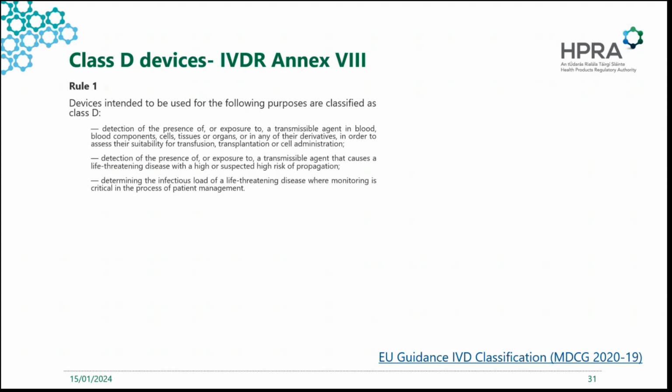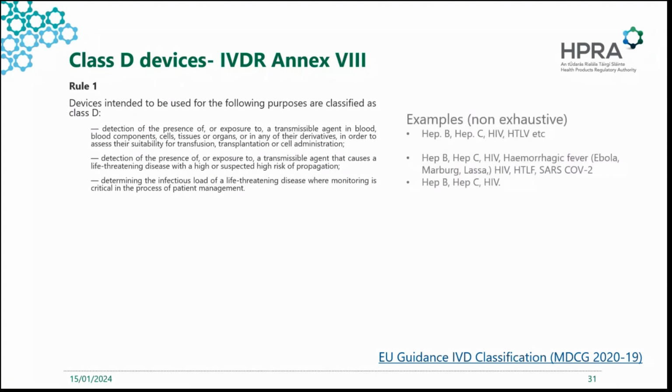The second point is it could be the detection of the presence of or exposure to a transmissible agent that causes life-threatening disease with a high or suspected high risk of propagation. Or the third point, determining the infectious load of a life-threatening disease where monitoring is critical in the process of patient management. So at the bottom of the screen here, there's a hyperlink to the EU guidance on classification. And that provides further details that explains the kind of thinking behind each of these rules. And it also provides some examples, and I've copied some of those examples here.